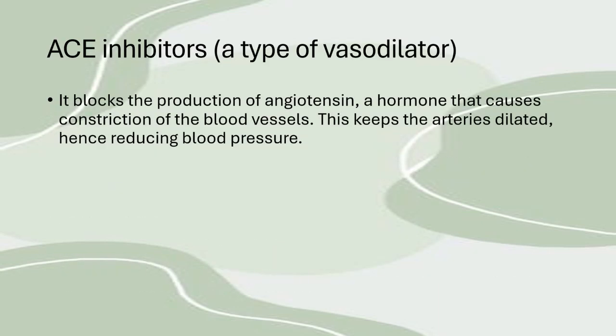So ACE inhibitors. This is a type of vasodilator, which, if you go back to the previous slide, is a type of antihypertensive. It blocks the production of angiotensin, a hormone that causes the constriction of blood vessels. As we know, constriction of blood vessels is what leads to higher blood pressure. So this drug basically prevents that. This keeps the arteries dilated and this reduces blood pressure.